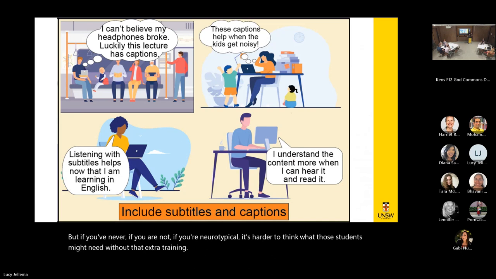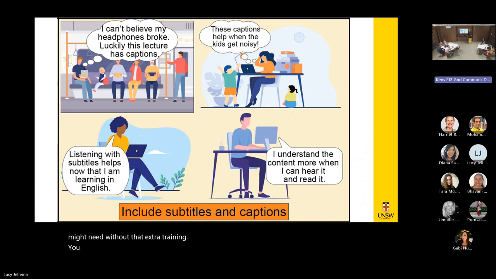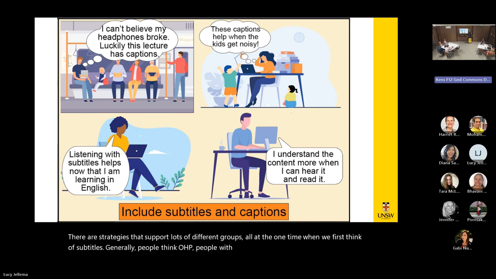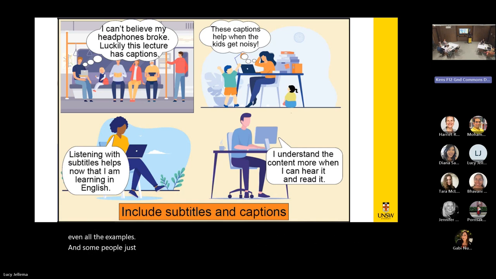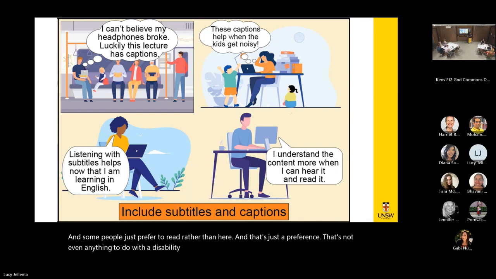So you can see here that there are strategies that support lots of different groups all at the one time. When we first think of subtitles, generally people think, oh, people with hearing difficulties, they need subtitles. But there's actually a big group and lots of people that benefit from subtitles. And these aren't even all the examples. And some people just prefer to read rather than hear. And that's just a preference. That's not even anything to do with a disability.